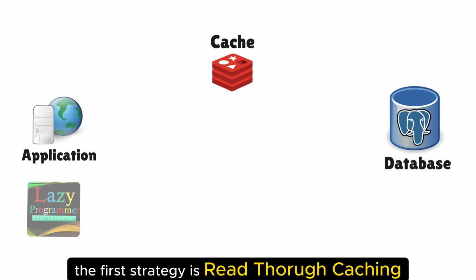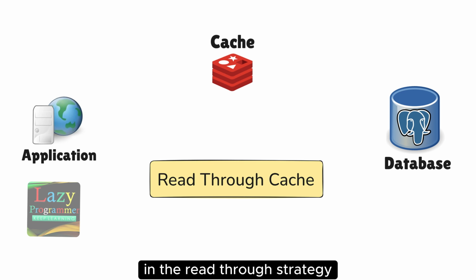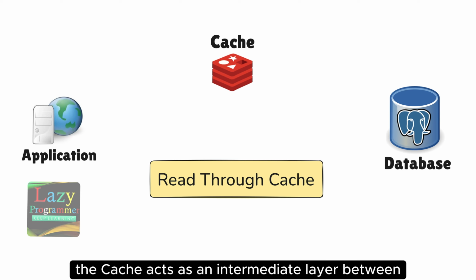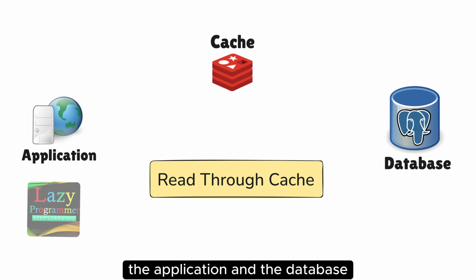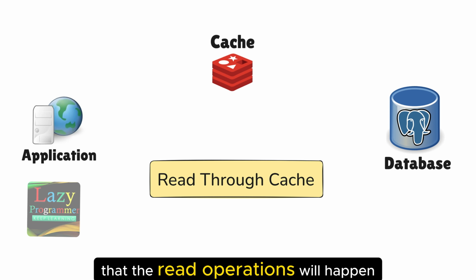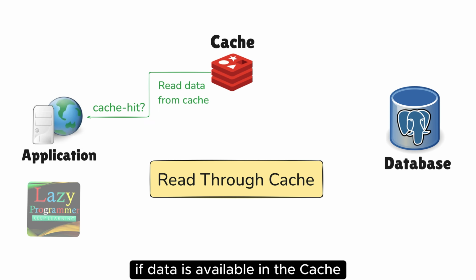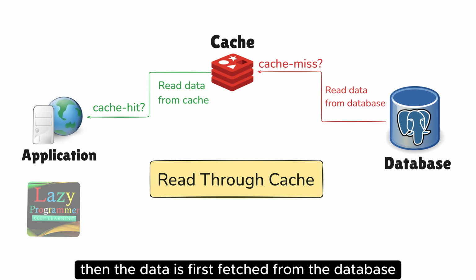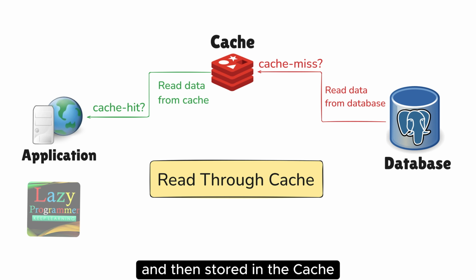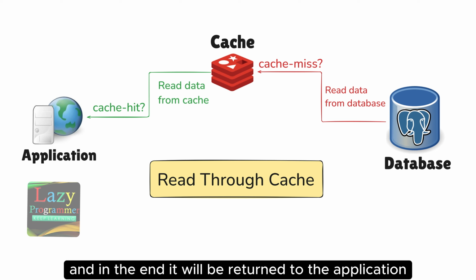The first strategy is read-through caching. In the read-through strategy, the cache acts as an intermediate layer between the application and the database. As its name clearly states, the read operations will happen through the cache component itself. So when the application requests data, it starts looking into the cache first. If data is available in the cache, it is returned to the application. But in case data is not available, then the data is first fetched from the database and then stored in the cache, and in the end it will be returned to the application.